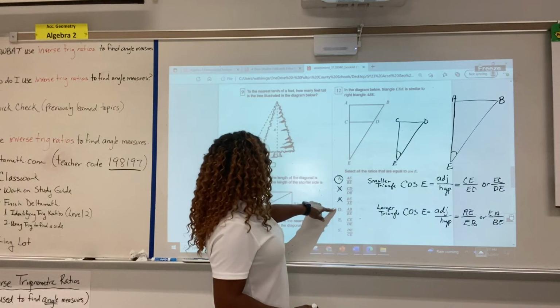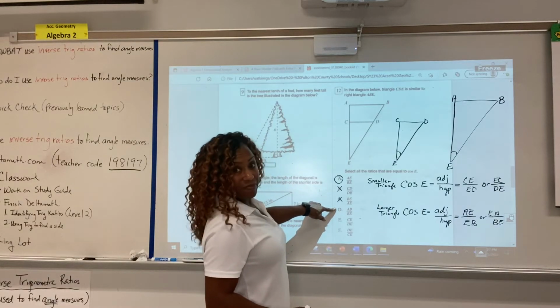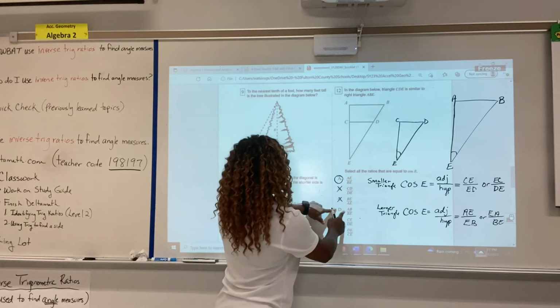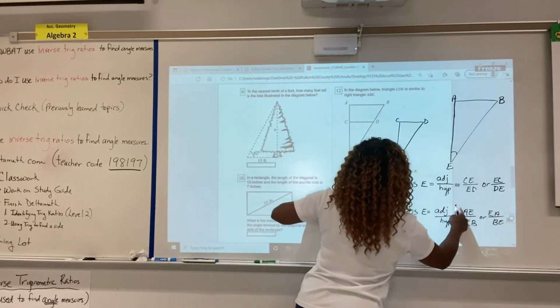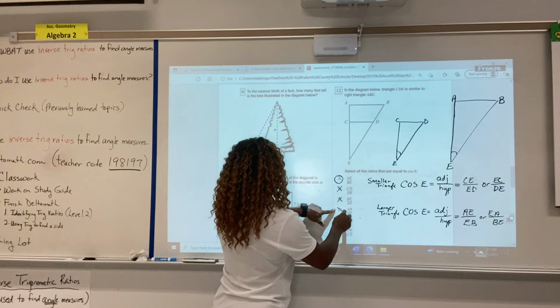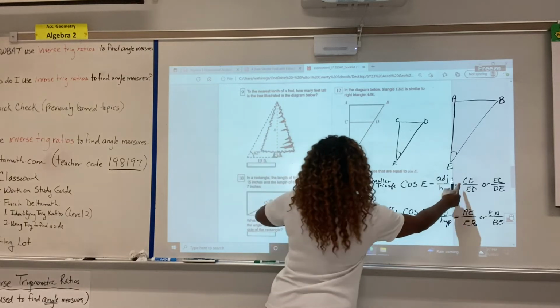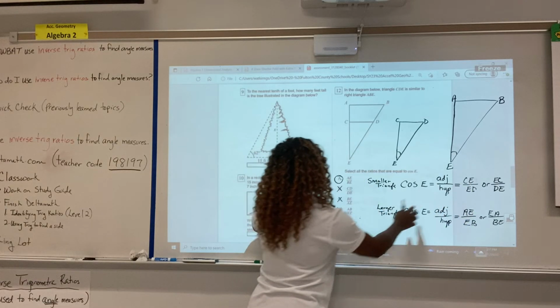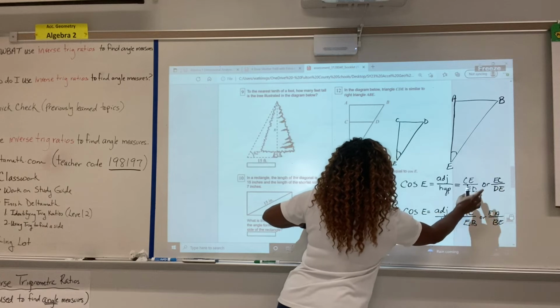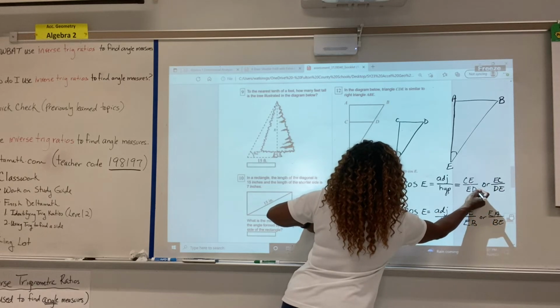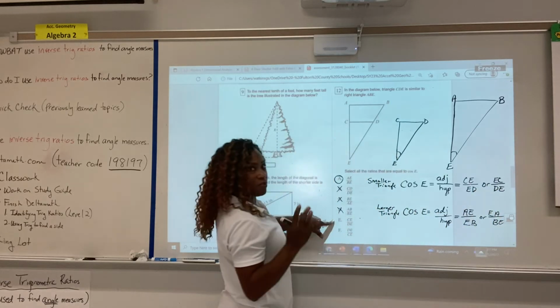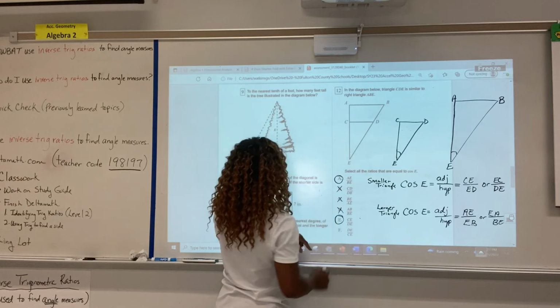AB as a numerator. I don't see any AB on any of these, so no. How about CE? Yep, we have CE over DE. Yep. This one has ED, but you can flip-flop it. So don't let all those switching of the alphabet throw you off. So this one will be an option.